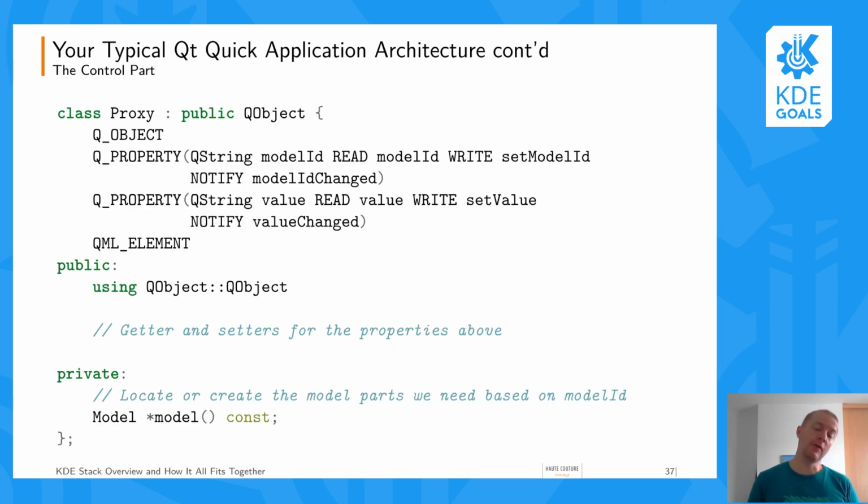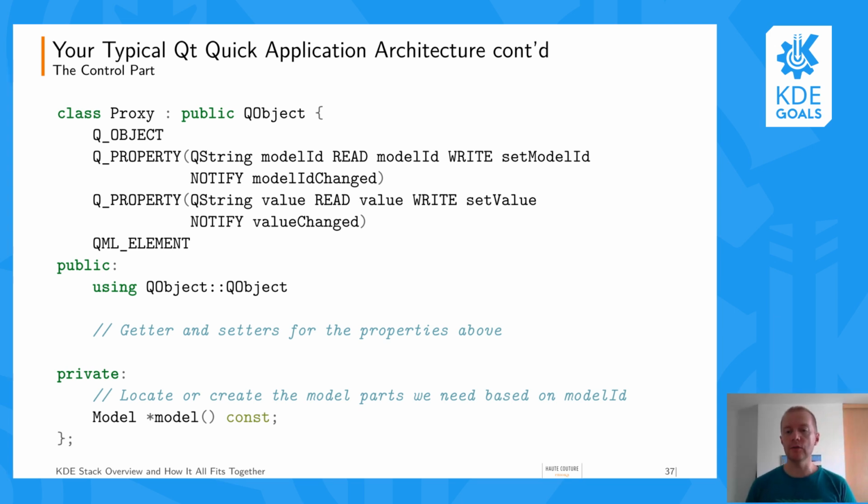Code-wise, it would look like this. You inherit from QObject for your proxy, with the Q_OBJECT macro. Then you declare your properties. You say that it's a QML element so that it's actually exposed on the QML side. You have a constructor. You have getters and setters for the properties above, right? So if I have a model ID here, I would probably have a setModelId and a getter called modelId. And if that changes, I would probably have a signal.